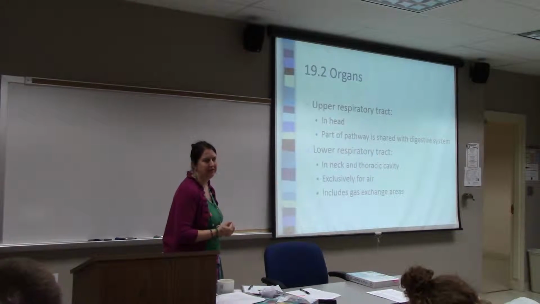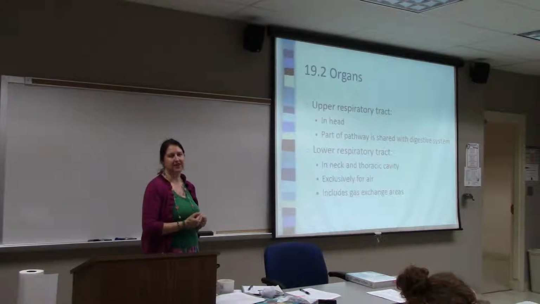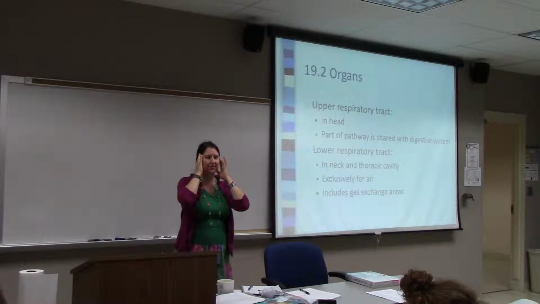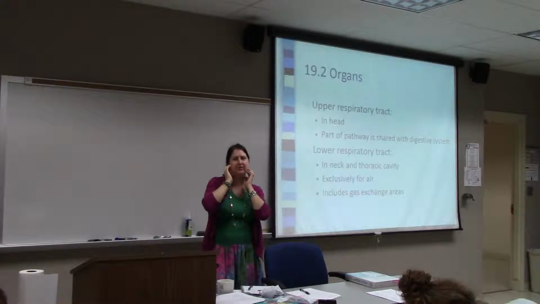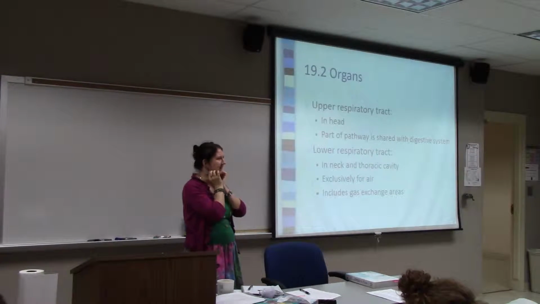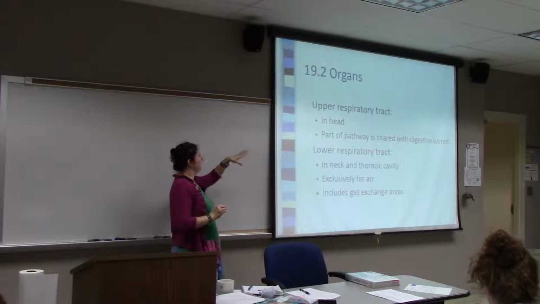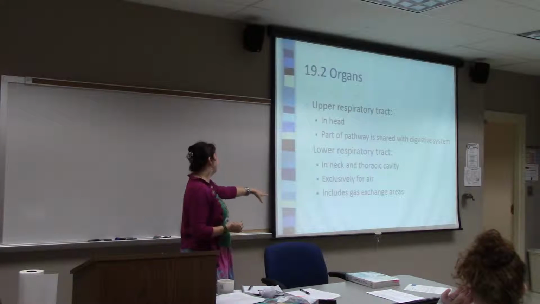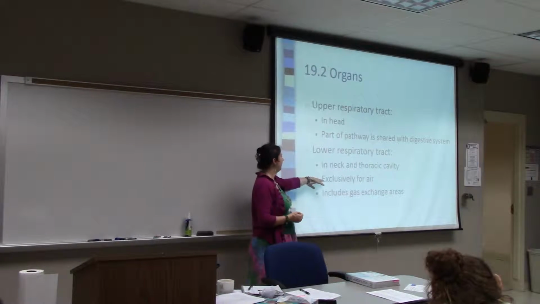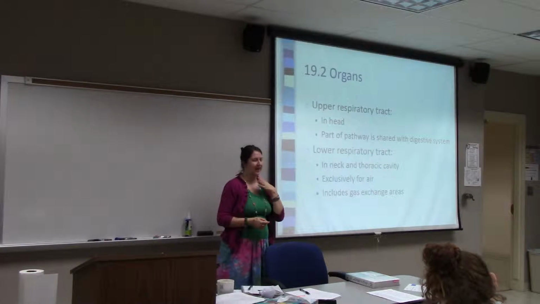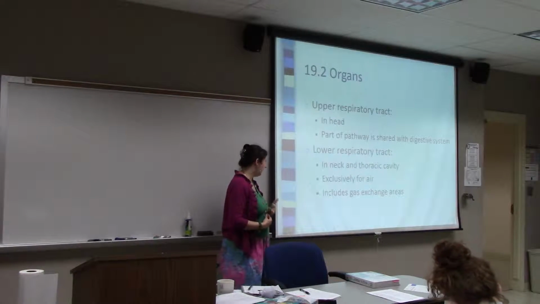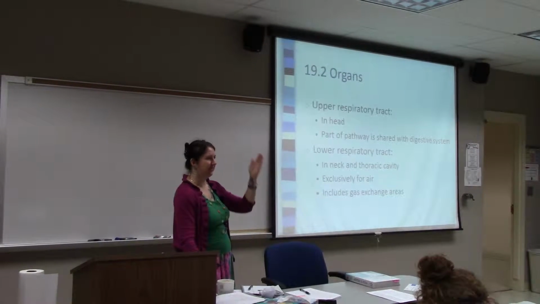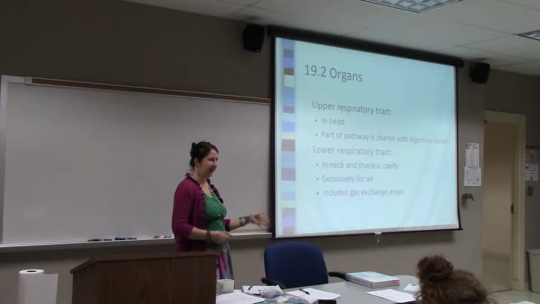Organs of the respiratory system are classified as upper and lower respiratory tracts. Upper is mainly in your head. It includes the pharynx, which is partially in the neck. And this is where part of the pathway is shared with the digestive system. The lower respiratory tract is exclusively for air, and it's found in the neck and thoracic cavity. And this includes your gas exchange areas. The upper respiratory tract is only moving the air. It's not doing any gas exchange.